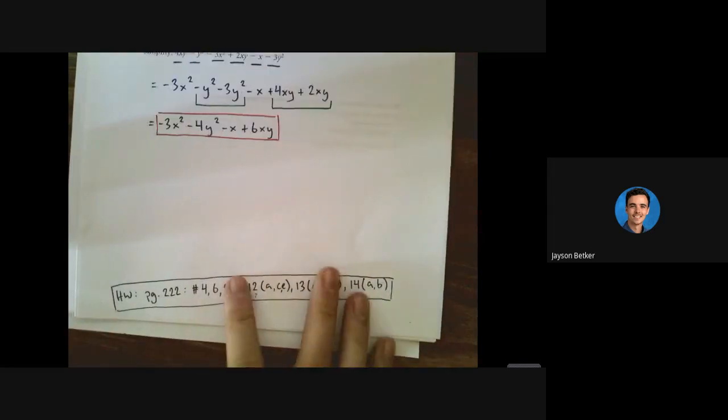So there is some homework. I'll also post this on the Google Classroom if you don't want to have to pause and copy that down. That's what I want you to do from the textbook for the next couple days. So page 222, numbers 4, 6, 8, 12 ACE, 13 ACE, and 14 AB.